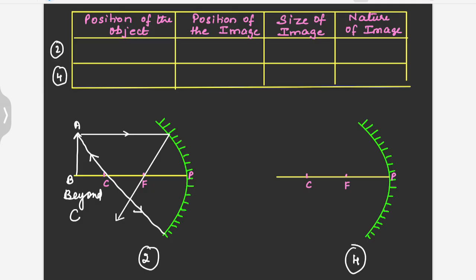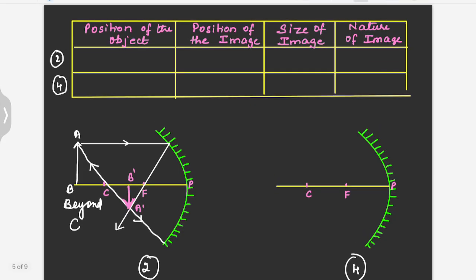So now where is the point of intersection? Intersection means where the two rays are meeting. The two reflected rays are meeting at this point. So the image is formed here. So let me draw the image. The image will be inverted like this. You have to draw a downward arrow. So the image is formed here. This you will be writing as A dash B dash. The image is written as A dash B dash, whereas the object is written as AB. And this is the image which is formed, and it is inverted.